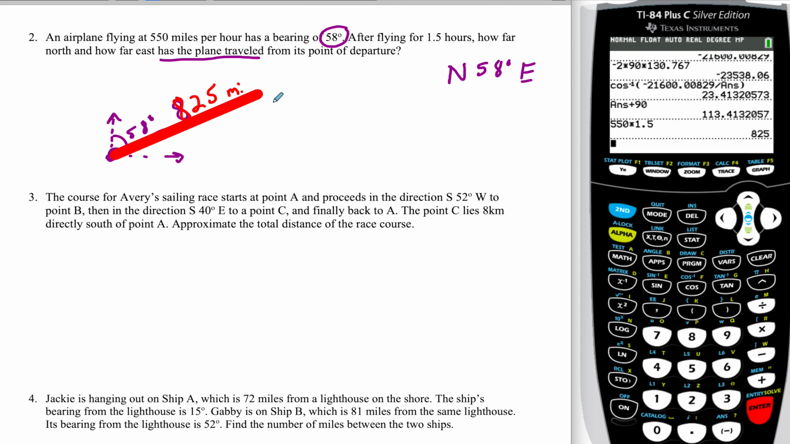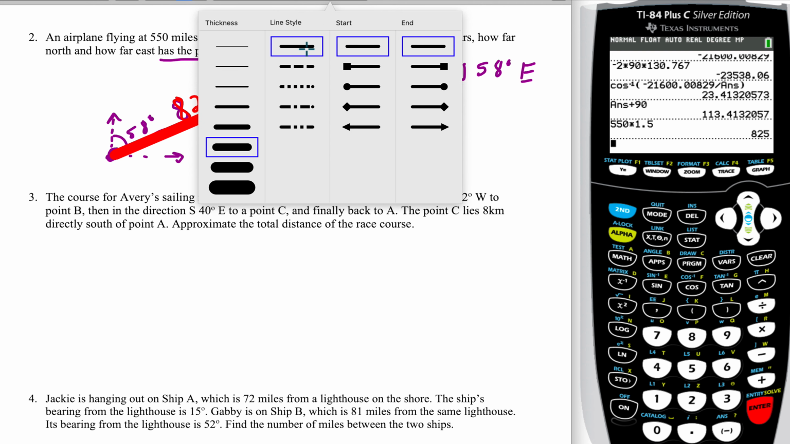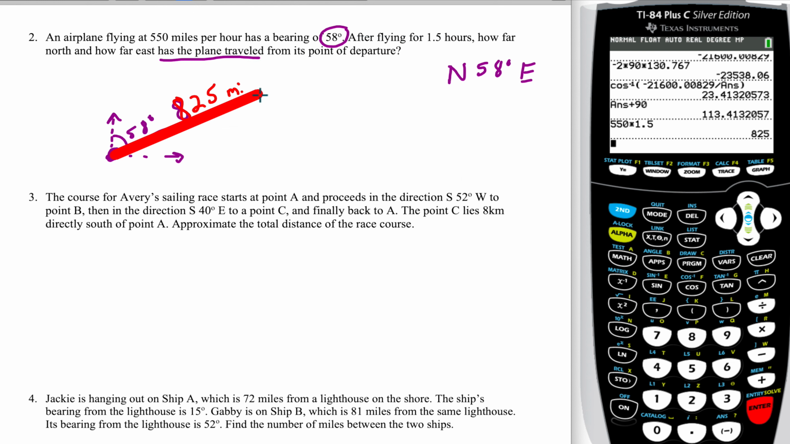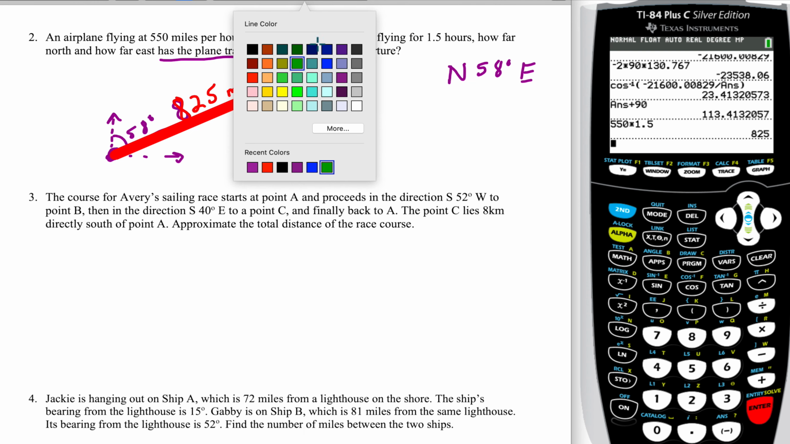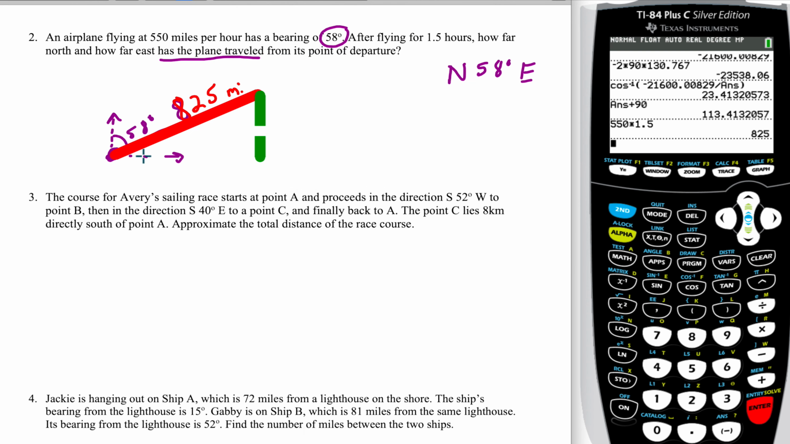So I want to know how far north, let's get a dotted line here. So I'm going to do this in green and let's make the line dotted. How far north, okay, and let's do the east in blue. And how far east have they traveled since leaving the point of departure? That's what we need to find. Now notice we get lucky here because this is a 90-degree angle. So it is a right triangle.